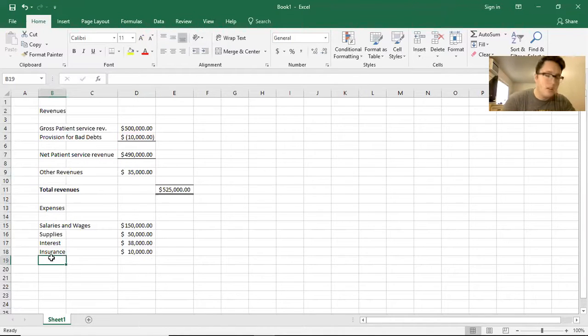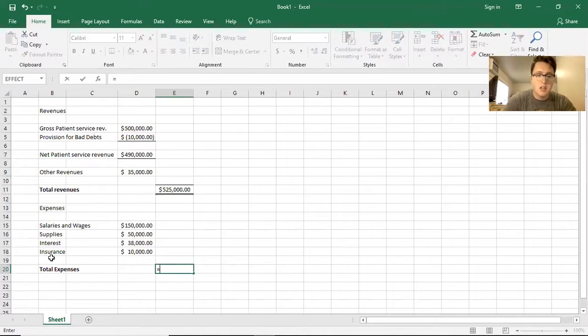Okay. Once you've got all of your different expenses listed, of course you have total expenses. And that is just going to be all of your expenses added up.